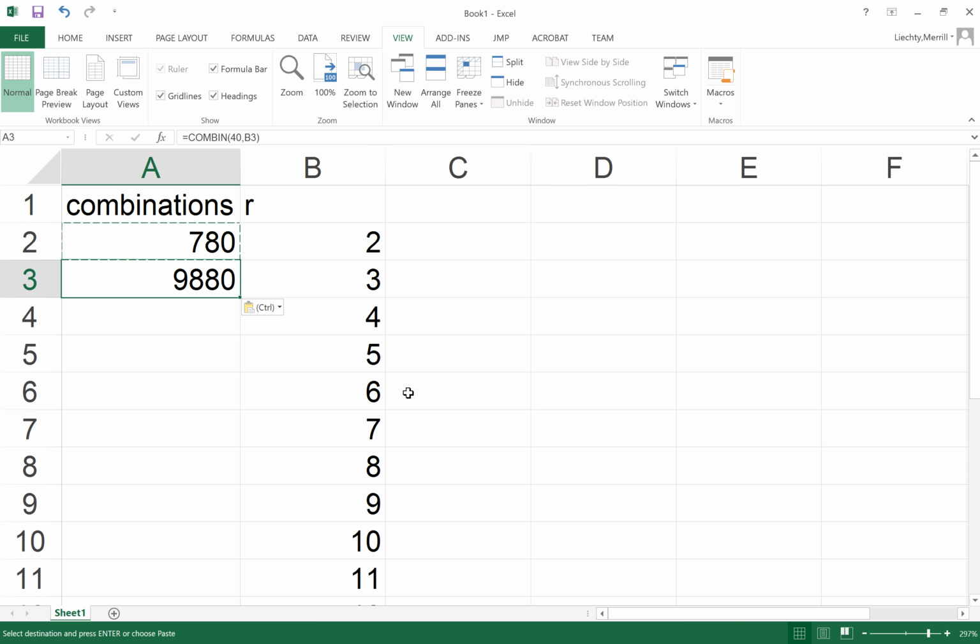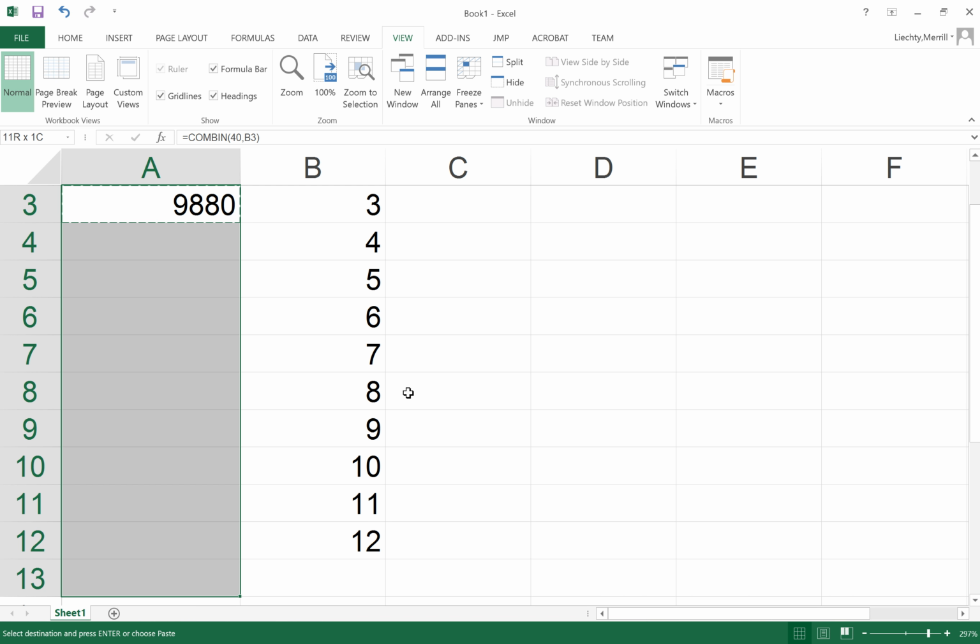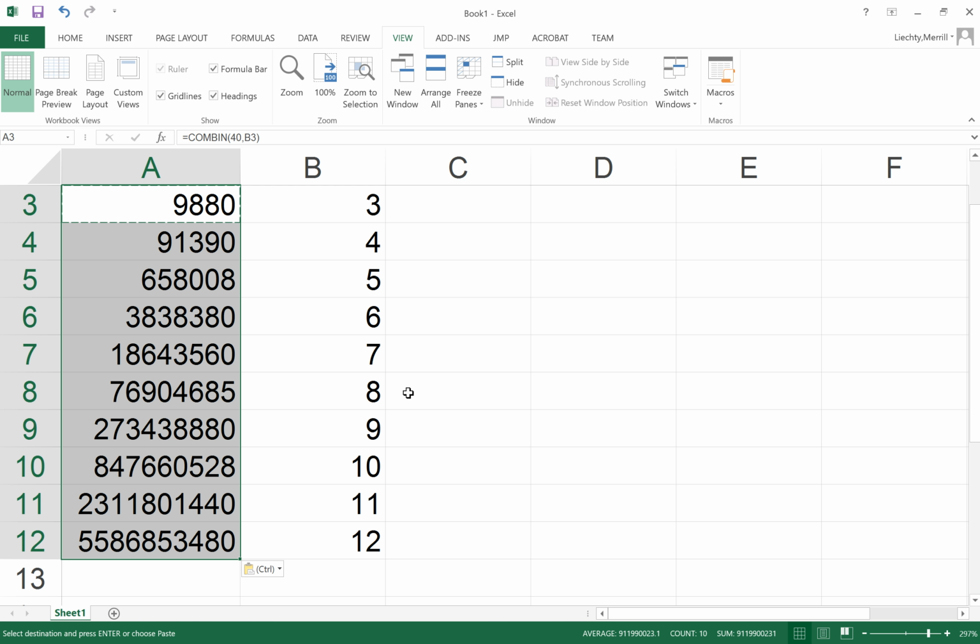What happens if I'm choosing 4? Well, I'm just going to populate this all the way down here. And I'm going to keep going, actually.